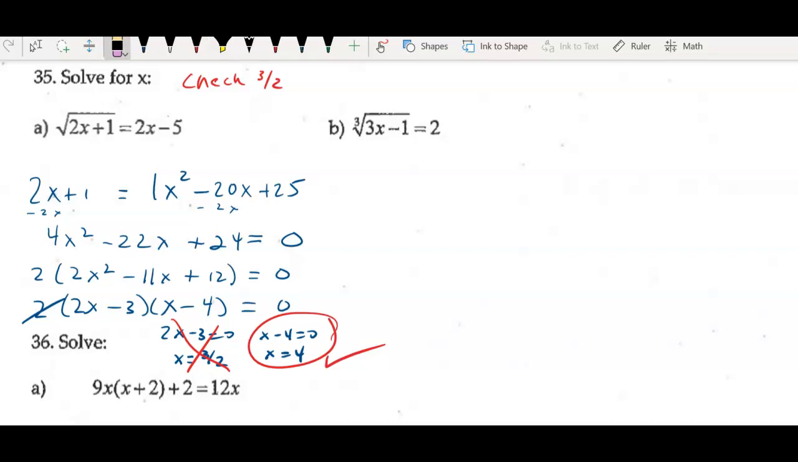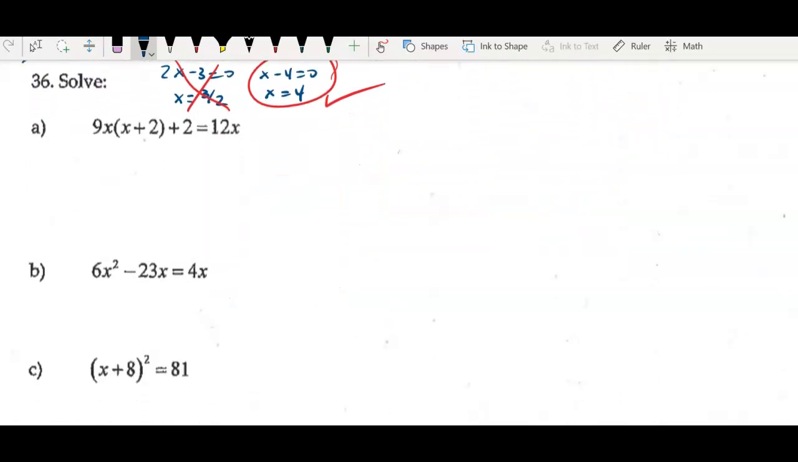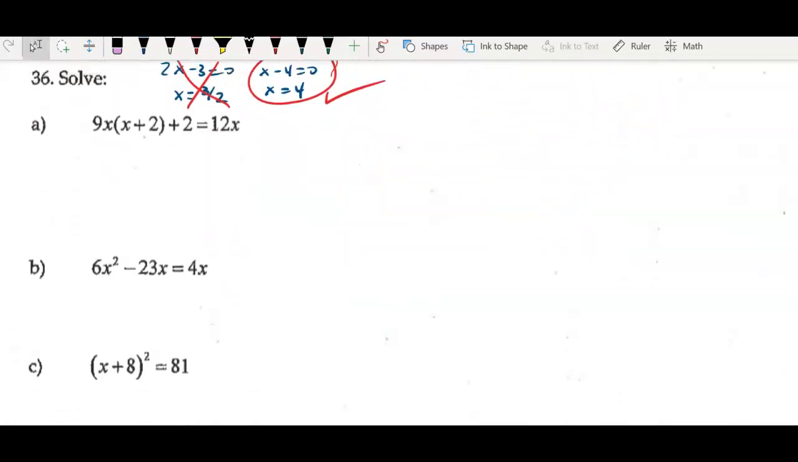Cubed root. Oh, so now I'm going to take the cubed root of both sides. Much easier problem. Cubed root of cubed is just that. 9. Done. See, some problems are just that quick.